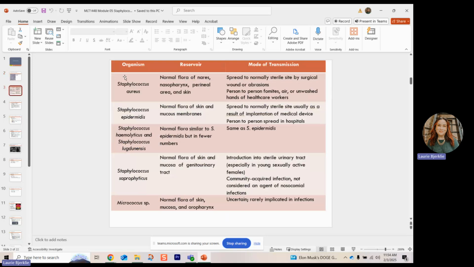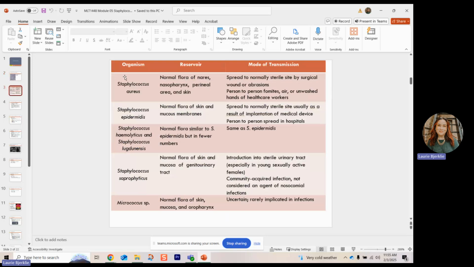Staph hemolyticus, Staph lugdunensis, very similar to Staph epidermidis. Just not as seen probably as much, but very much just normal flora of skin, mucous membranes, very similar mode of transmission as well. Staph saprophyticus is normal flora of your skin and mucosa of your genitourinary tract. That becomes big to remember because of what it typically causes. Staph saprophyticus mainly causes UTIs, especially in women. So it's heavily found in the genitourinary tract, and if it gets put into the urinary tract, then it can cause a UTI.